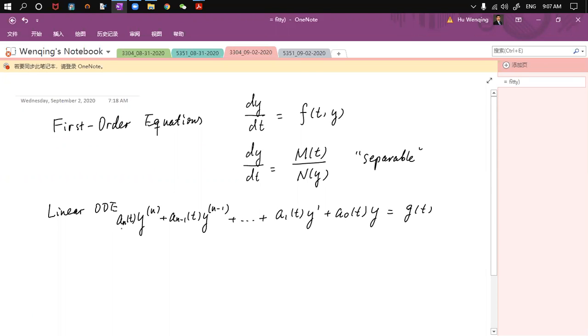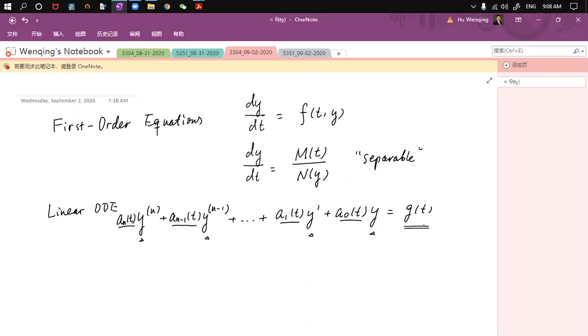The important thing is that these coefficients are independent of y, and you don't have the derivative of y squared or anything like that. Everything is linear in y, and there is a non-homogeneous term, g of t, on the right-hand side of this equation. That's the linear nth order differential equation.